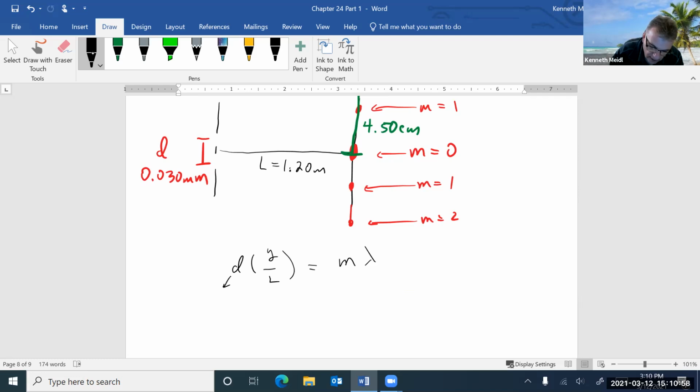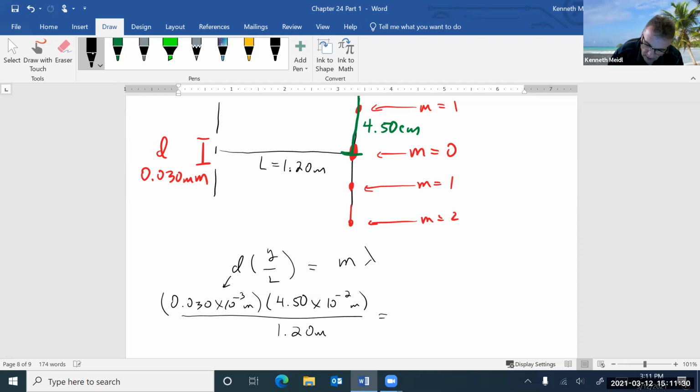Okay. And so we need to put everything in the same units, and it's pretty typical to just put everything in meters. So 0.030 millimeters, I have to put that into meters, so I just times by 10 to the minus 3. Y happens to be 4.5 centimeters, so I have to move the decimal 2 places there. And L is 1.20 meters. And I'm going to the second bright spot, and that's one equation, one unknown.